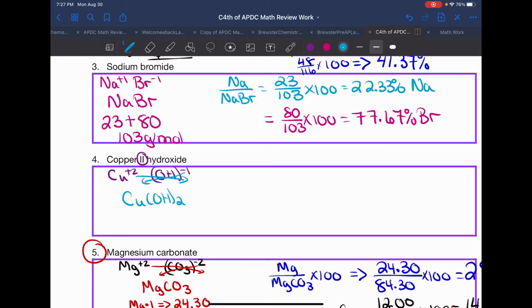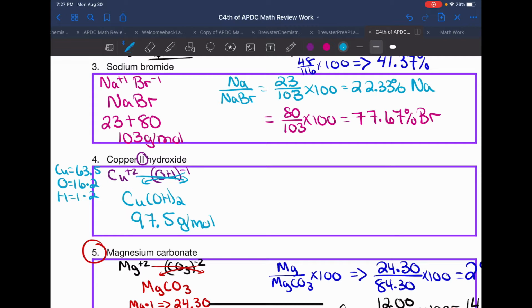Now I need to add up my parts. Copper weighs 63.5. Oxygen is 16, but I have 2 of those. And a hydrogen is 1 times 2. So I'll take the 63.5 plus 16 times 2 plus 2, and I'm going to get 97.5 grams per mole, or AMU, for it.